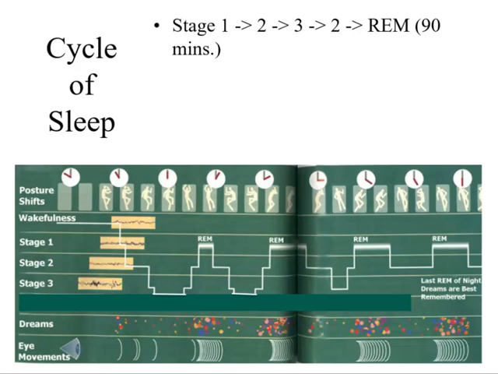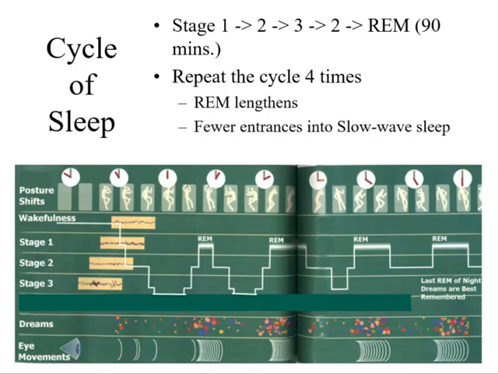So repeat the cycle 4 times. As we mentioned, the REM gets longer as the night progresses. And also you picked out, we have fewer entrances into slow wave sleep. What is slow wave sleep? There we go. 3 and 4 is slow wave sleep. So as the night progresses, we actually just dip down into 2, a little bit into 3, and then here we don't even hit stage 3.